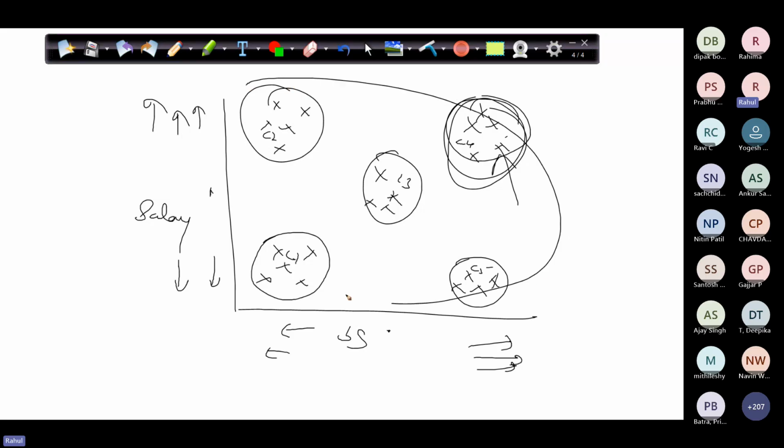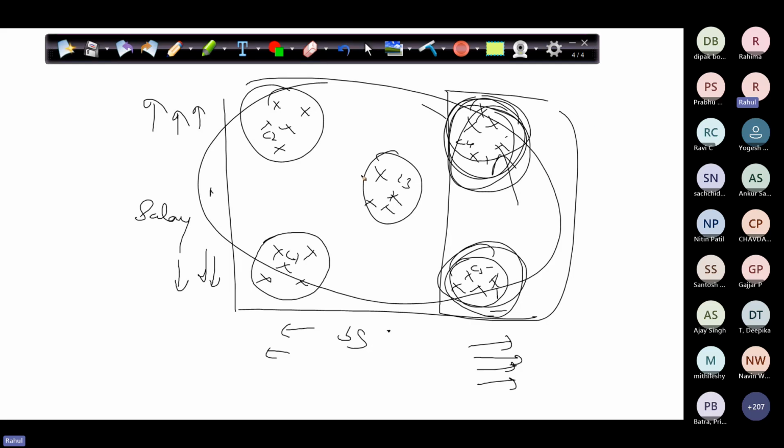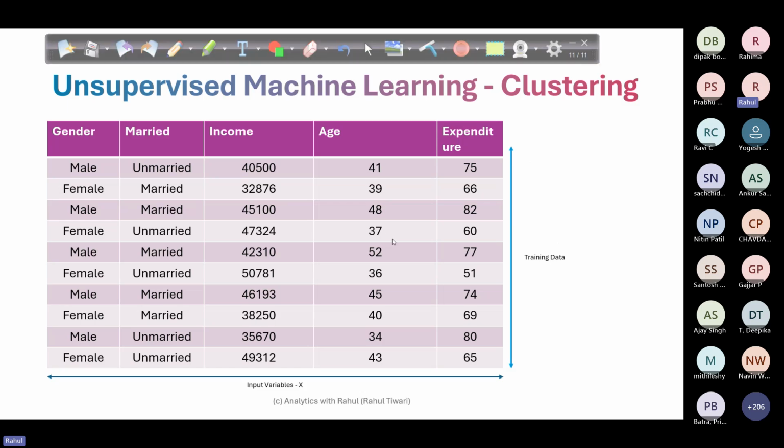So rather than marketing to all the customers, I will market to these customers first. After that, let's say I have some more funds for marketing. Then I will target these customers as well because their spending score is higher. Their salary is lower, but spending score is still higher. So I can target these two types of customers and save my marketing cost, because rather than marketing to all the customers, I am just targeting those who are very likely to purchase the product. Right. So that is how clustering will help.